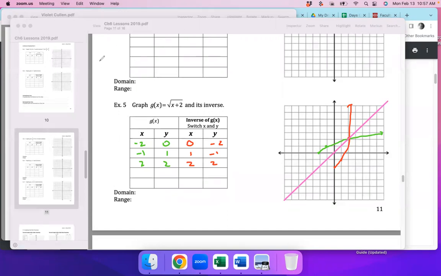Now the domain for the green, for the original. Yeah, it starts at -2 and goes forever in that direction. What's the lowest y value for the green curve? Just look at the graph. Oh, it's 0. Now let's do it for the inverse. This is the beauty of color coding.